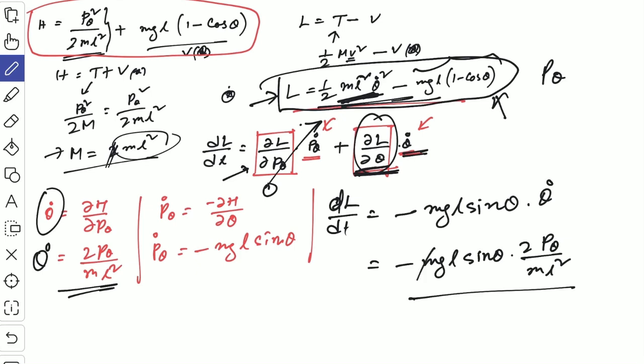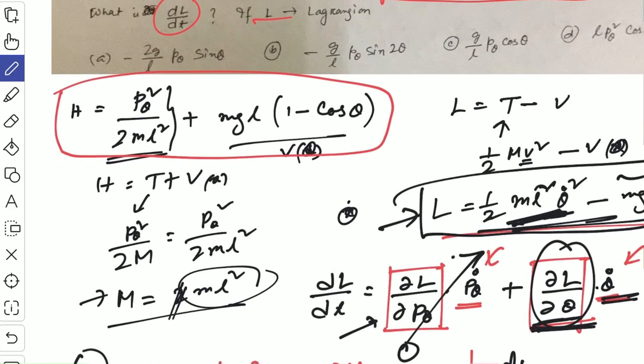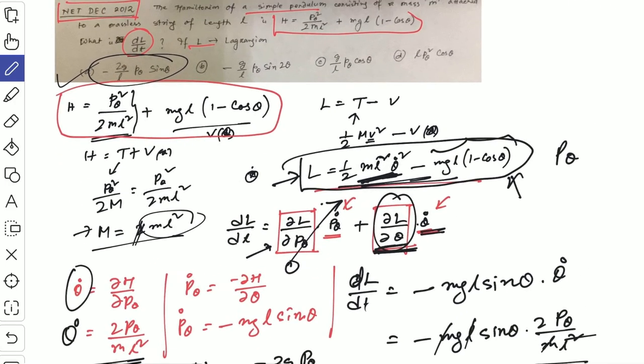And from here, after cancelling this m and this l by l square, what will you get? Our final answer will be dL/dt is equal to minus 2g p theta by l into sin theta. This is our answer. Which option is correct? That's going to be option A. Here, this is the correct option, option A.